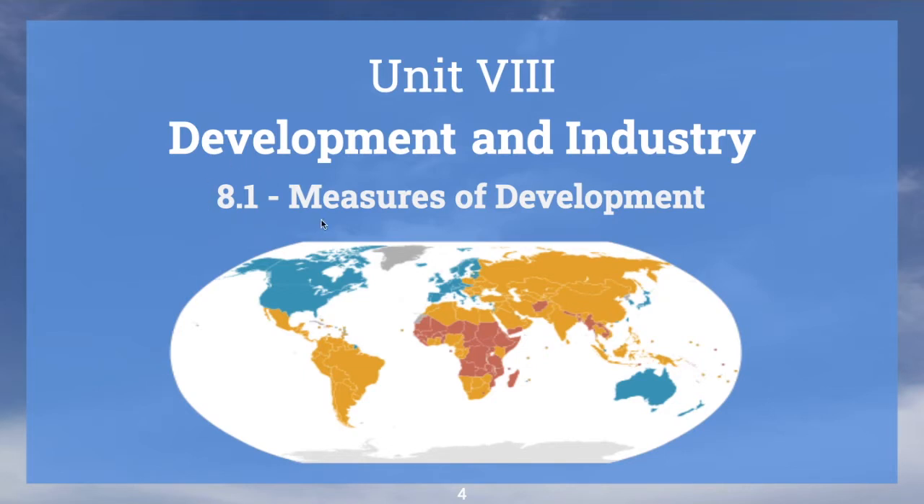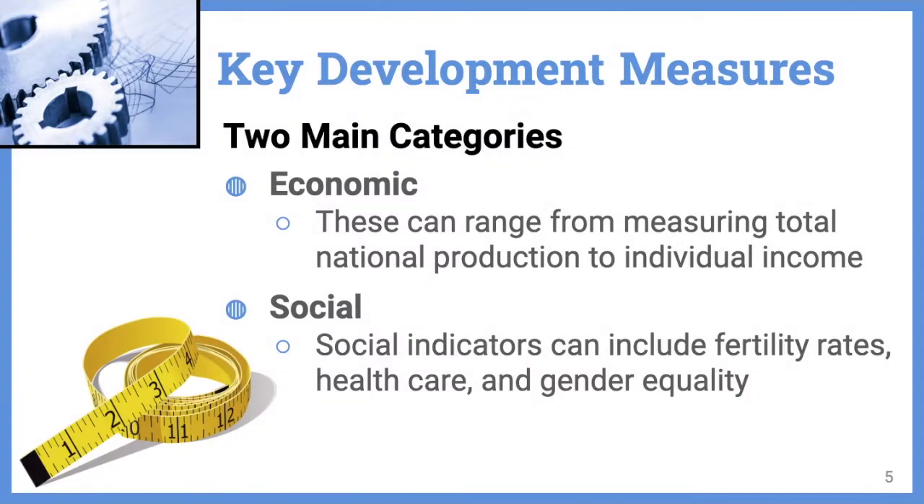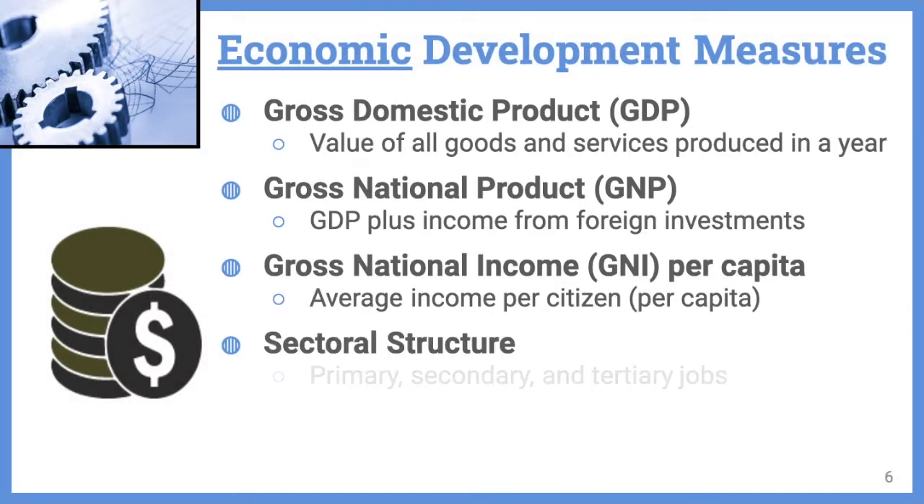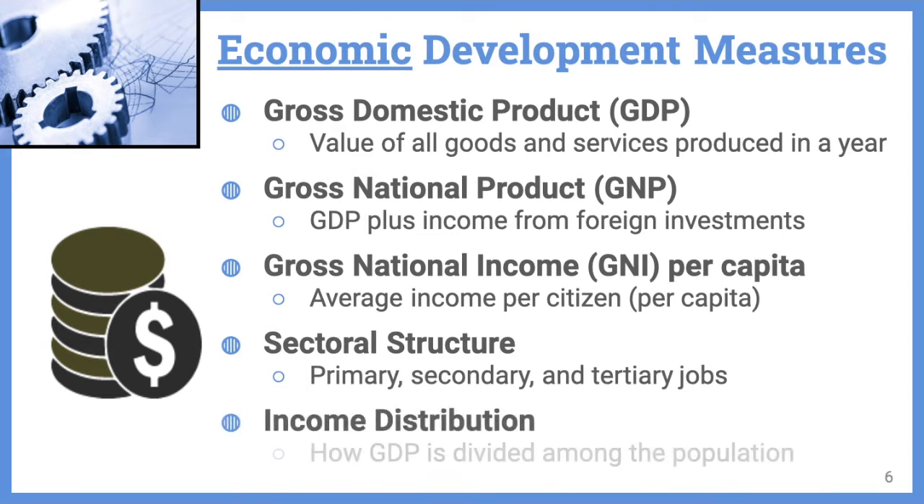Section 8.1 is called Measures of Development. Let's take a look at how we actually measure the level of development within a country. And there are two main categories that we're going to break down these measures into. One is economic and one is social. Economic development measures consist of things like gross domestic product, GDP, the value of all goods and services produced in a country in a given year.